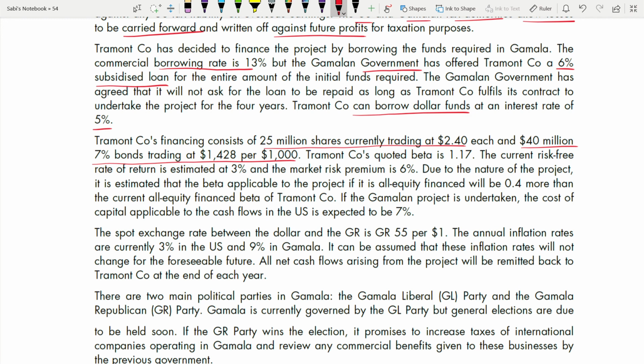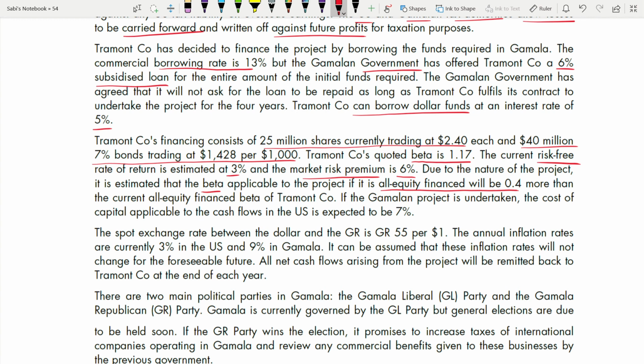Tramont's quoted beta is 1.17. Tramont is a listed company, so of course you can find a quoted beta. The current risk-free rate of return is 3%. Market risk premium is 6%. Due to the nature of the project, it is estimated that the beta applicable to the project, if it is all equity financed, will be 0.4.